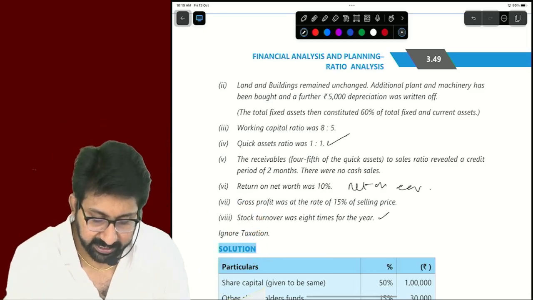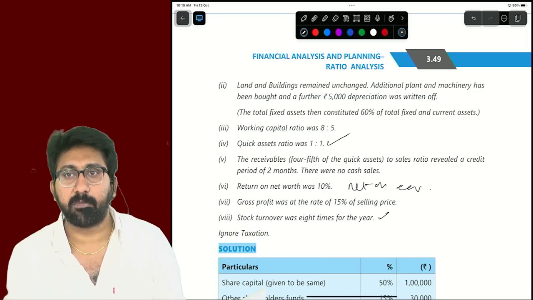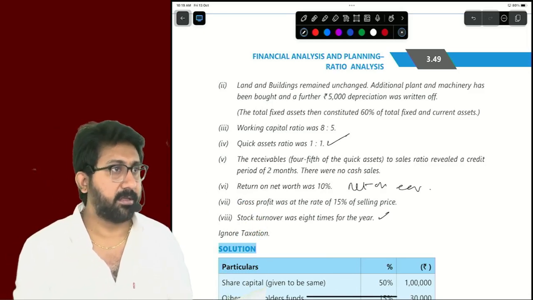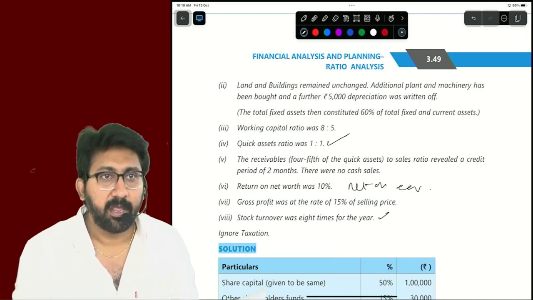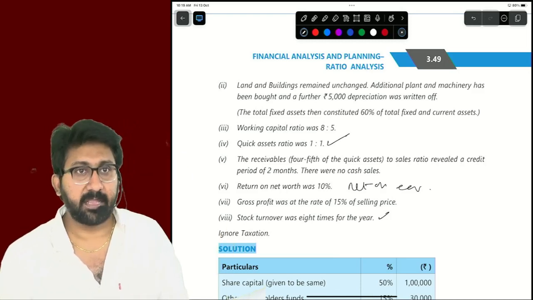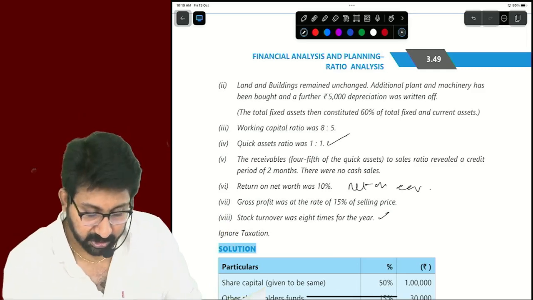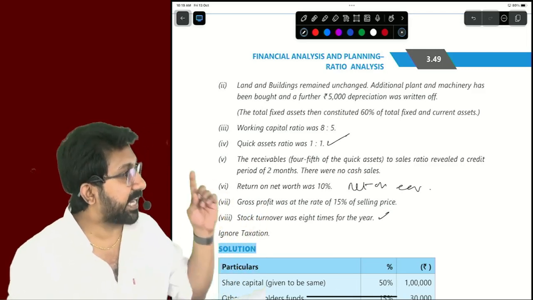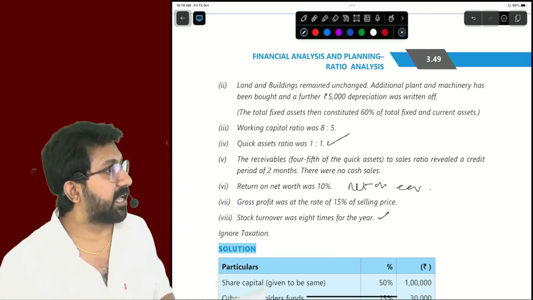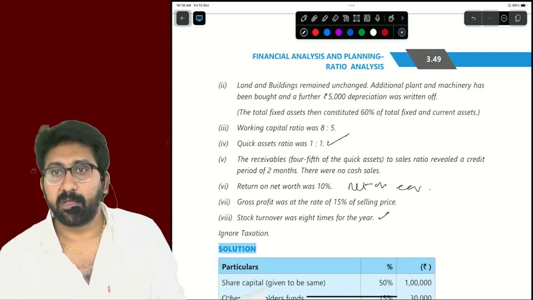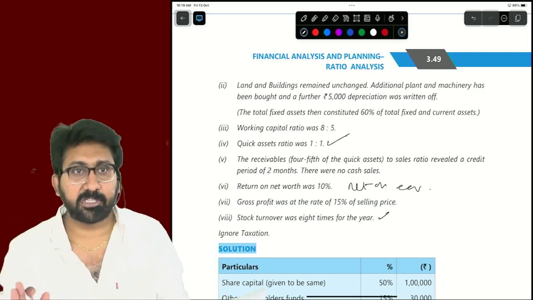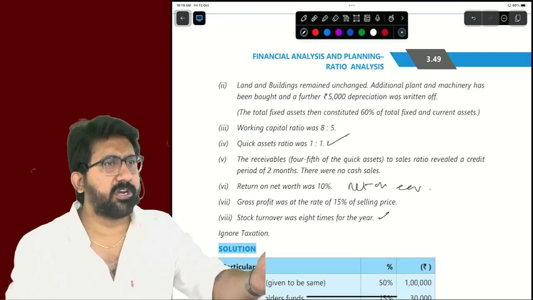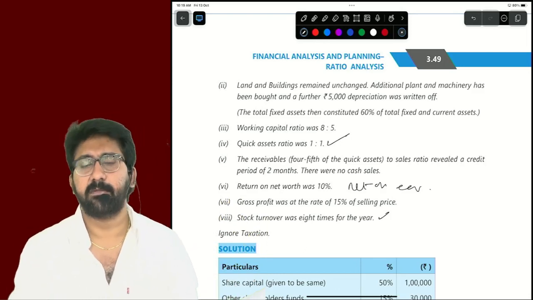Stock turnover was 8 times for the year. What do you mean by stock turnover? Formula: cost of goods sold divided by average stock. Are you understanding the point or not? That is collection period. I am not asking about collection period, I am asking about stock turnover. When I say times, is it in days or times? Tell the stock turnover ratio formula. COGS by average stock. Into 100 also you need not do. Directly you can tell the number of times.